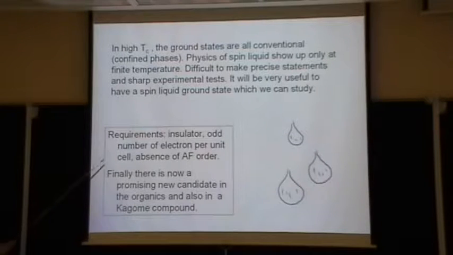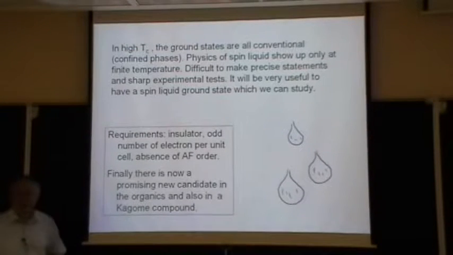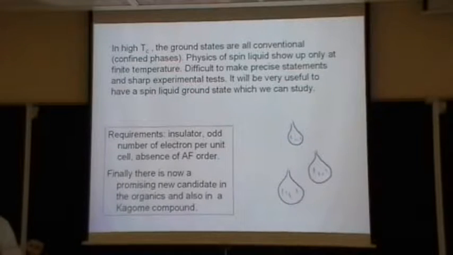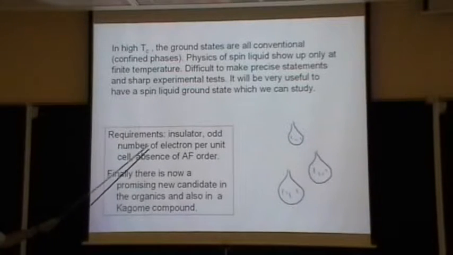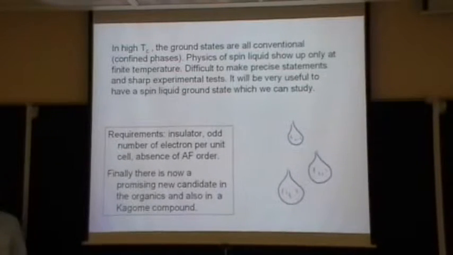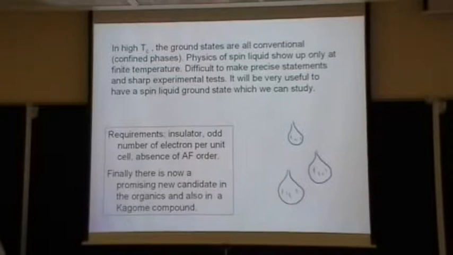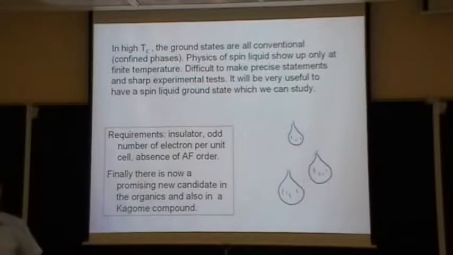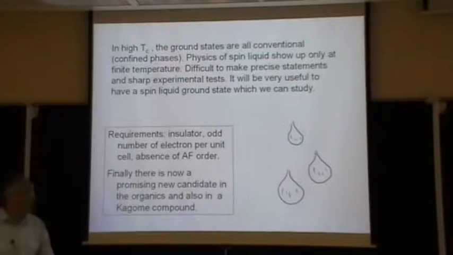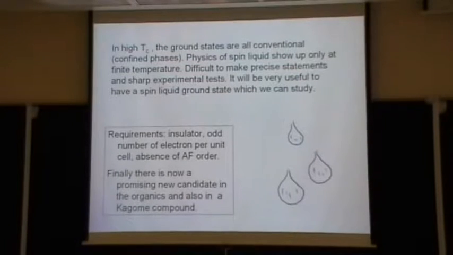So what are the requirements? Let me define the notion of spin liquid with a little bit of care. We require an insulator, obviously, because otherwise any metal would be a spin liquid. We want to have no antiferromagnetic order. But another important requirement is that we want an odd number of electrons per unit cell. Why is that? One example is a ladder.